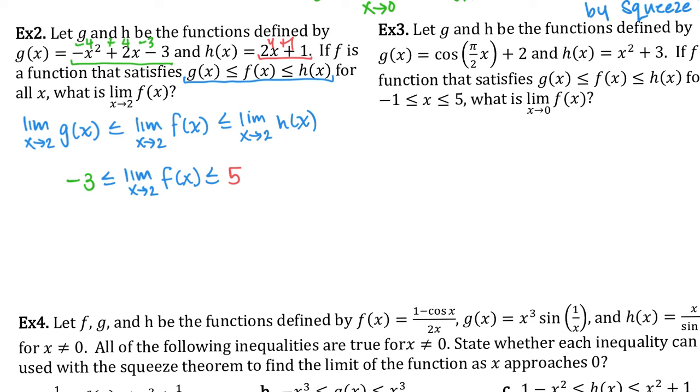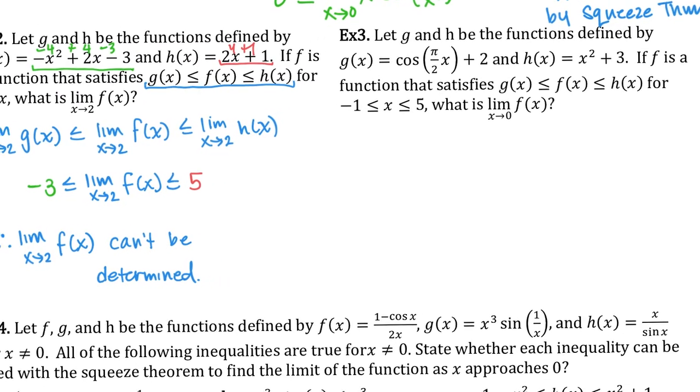So this is telling me the limit as x approaches 2 of f of x is between negative 3 and 5, but it didn't actually tell me what the limit as x approaches 2 is, because there's an infinite number of possibilities there. So in this case, in my conclusion, I'm going to say the limit as x approaches 2 of f of x can't be determined. There's not enough information. I did get an idea that it's between negative 3 and 5, but I don't have a final answer for that. Okay, let's look at example 3.